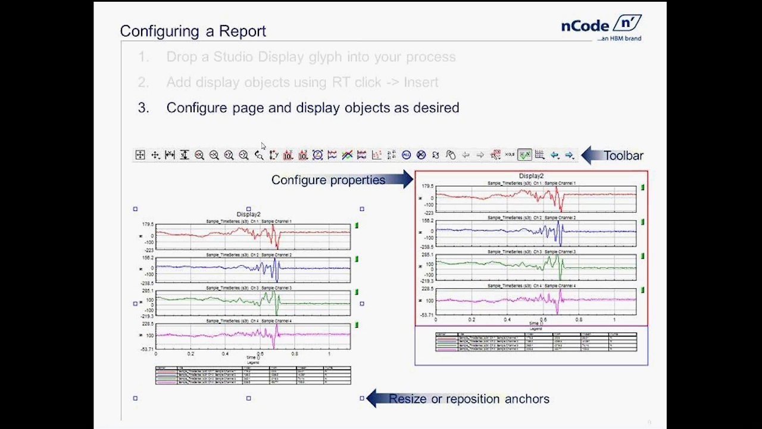A couple more things regarding configuring the objects in the page. Once you've put an object into a Studio Display Glyph, you'll notice that it has anchors around the perimeter of that object, these blue squares. Those anchors are going to allow you to resize and reposition that particular object. If you click once again on the object, you'll see a red box appear around it, and that would allow you to manipulate its properties. You can right-click and select Properties on that object, and you can also use the toolbar across the top.